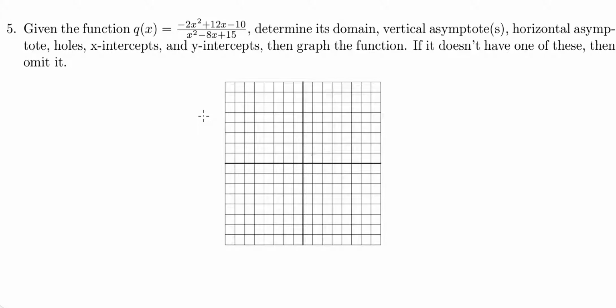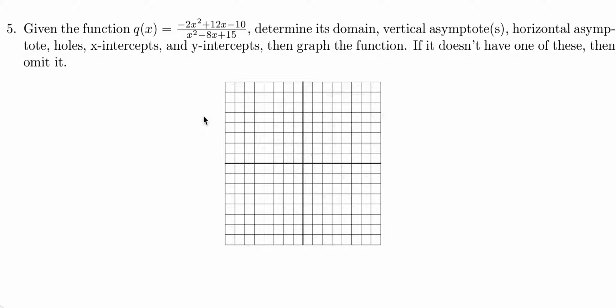All right, so question number 5 from the review. Given the function q of x is equal to negative 2x squared plus 12x minus 10 over x squared minus 8x plus 15, determine its domain, vertical asymptotes, horizontal asymptotes, holes, x-intercepts, and y-intercepts. Then graph the function. If it doesn't have one of these, then omit it.